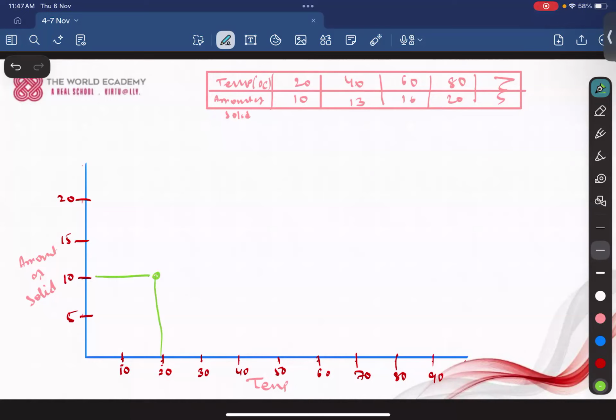So let's remove this. We got one point. Okay. What is next? You say this is 13. Correct? So 13 will be between 10 and 15. This is 10. So it will be a little up in 40. It will be a little up like here. Got it?